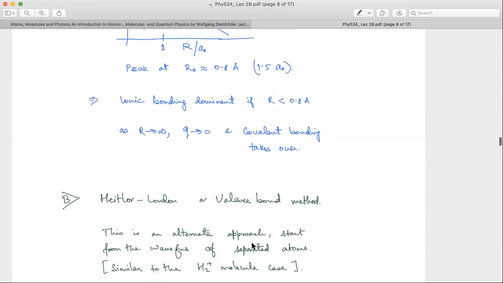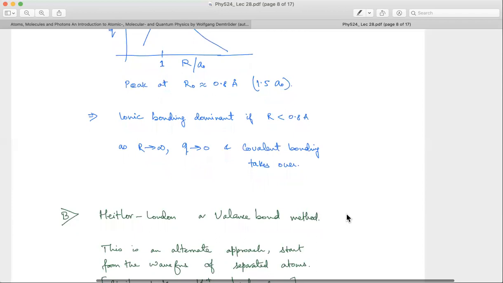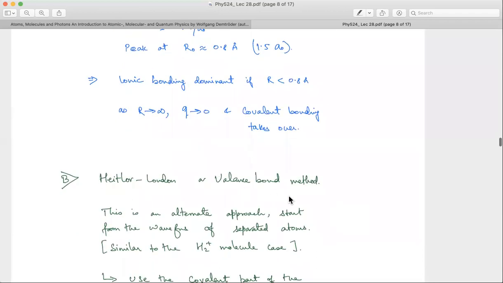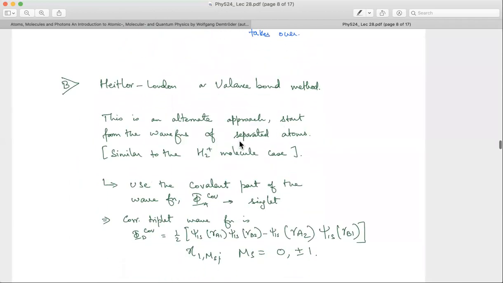Okay. So there's another method. So this is the starting point where I started from the H2 plus ion basically to construct the wave functions, etc. Right. So there's another approach which was given by Heitler-London, or what is called the valence bond method. Okay. And this starts from the wave functions of separated atoms.